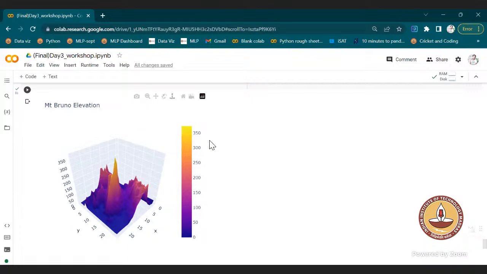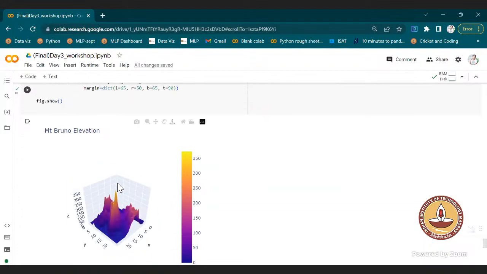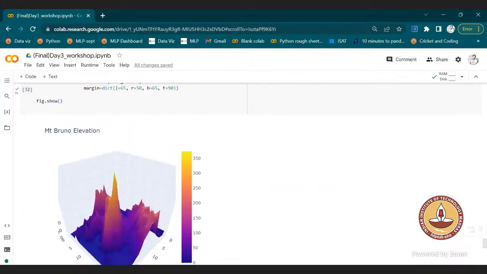Ultimately, what you have to do here is simply plot any x versus y, and the density at that particular point you can represent with the height. So in those situations, this 3D map can help you.